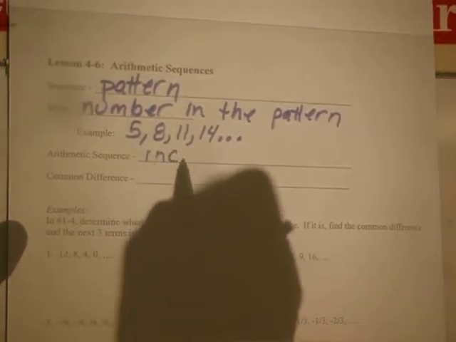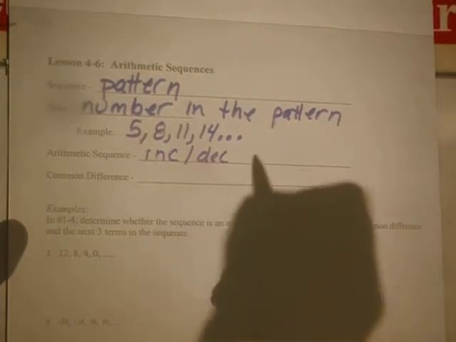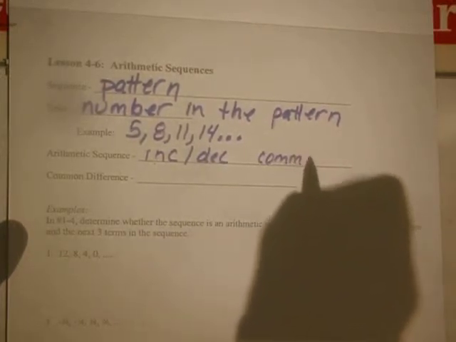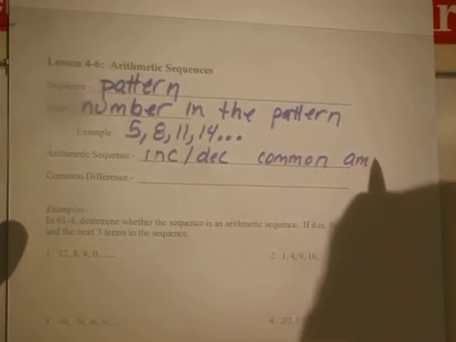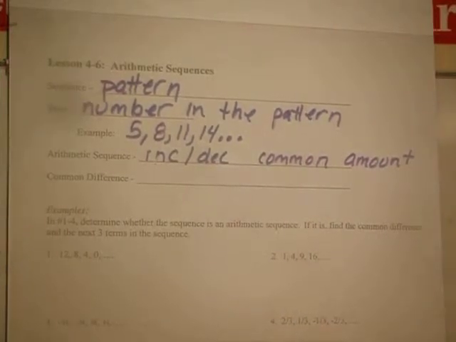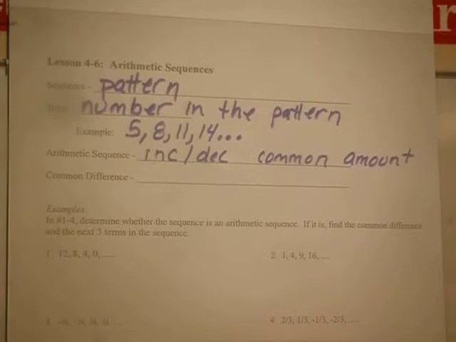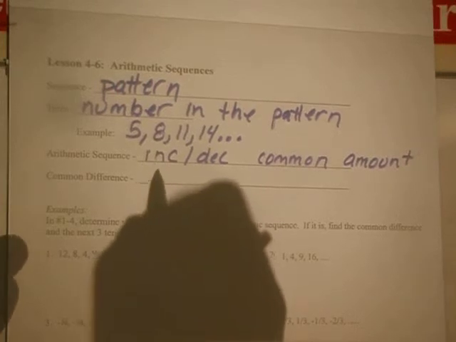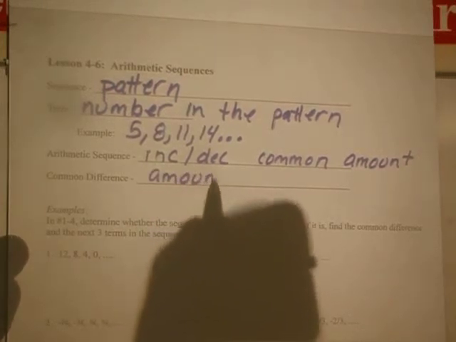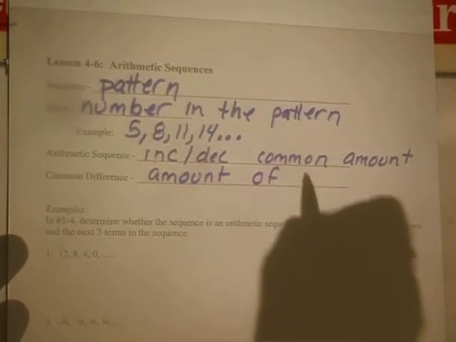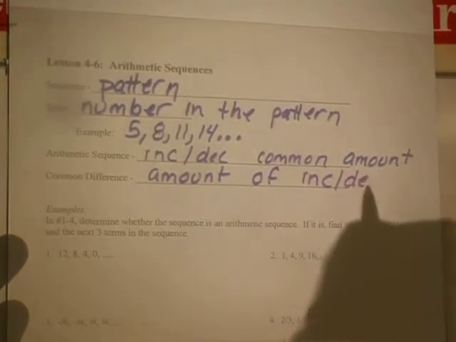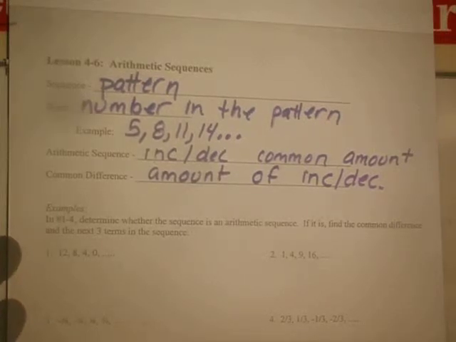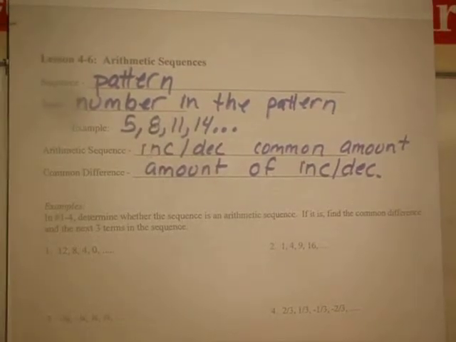So an arithmetic sequence has an increase or a decrease of a common amount. Common amount just means it's the same amount each time. It goes up by 3 every time, or might go down by 3 every time. In this example, it went up by 3 every time. And common difference is the amount of the increase or decrease. I abbreviated increase INC, decrease DEC.